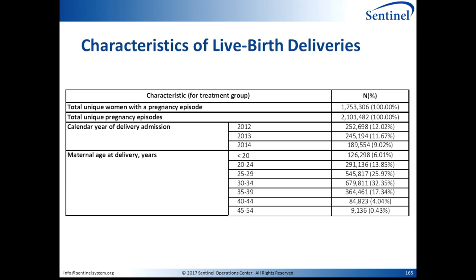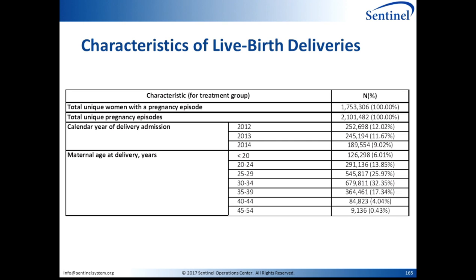So the first thing to look at is how many women do we have where we had a unique pregnancy episode, and then how many pregnancy episodes are there. One of the things you can see from that is that women can have multiple pregnancy episodes. So in the tool, you can have multiple pregnancy episodes that resulted in multiple live births but have fewer women. You can look there at the stratification by calendar year of delivery admission and also by maternal age.